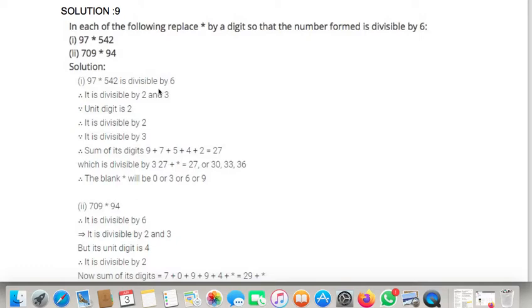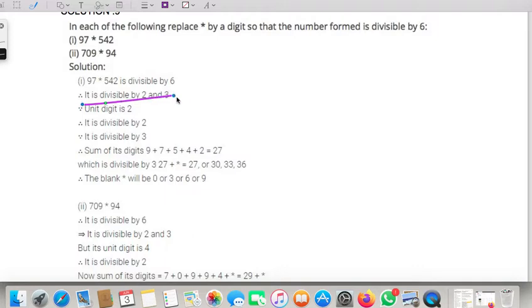Now, what is divisibility by 6? It means it should be divisible by 2 as well as 3. This is an important thing which we need to remember. Whenever we say that a number is divisible by 6, then we need to check its divisibility. It should be divisible by 2 as well as 3. Then only we say that the number is divisible by 6. So that is the important thing.